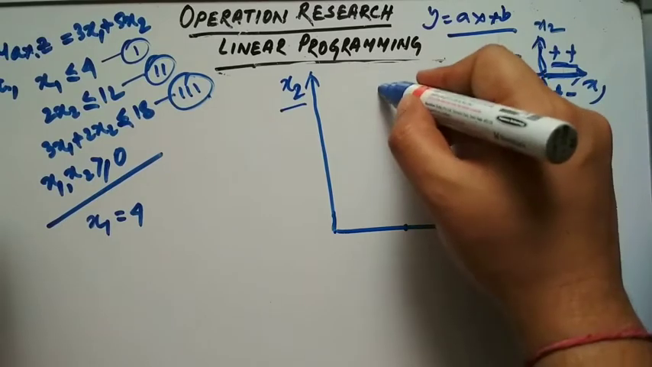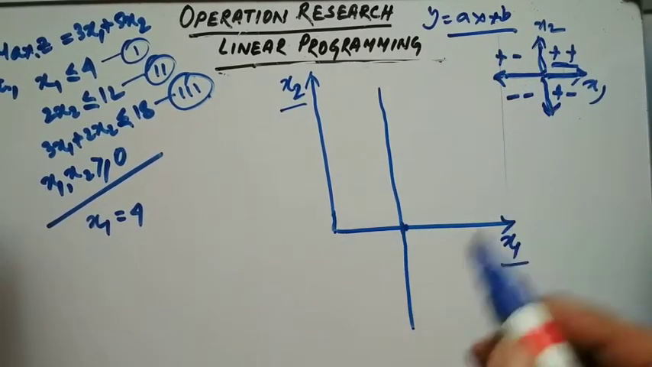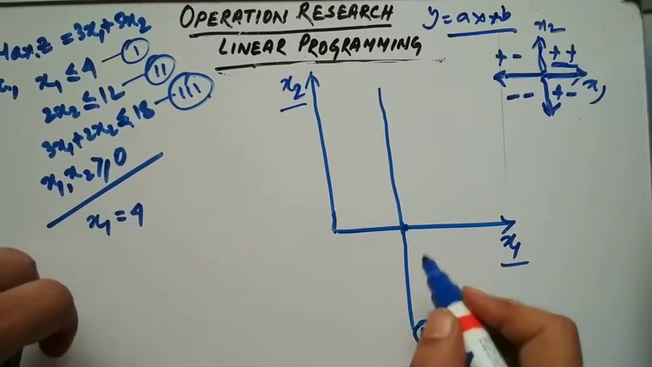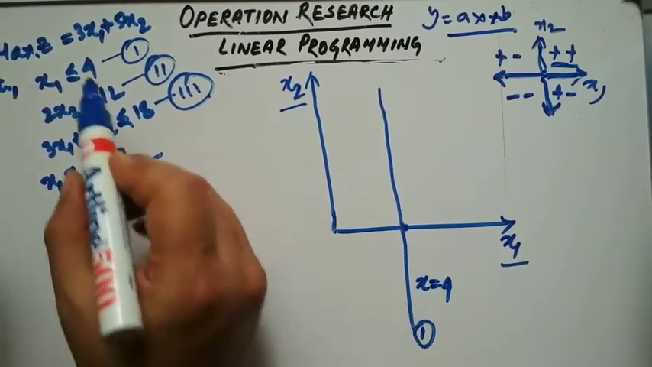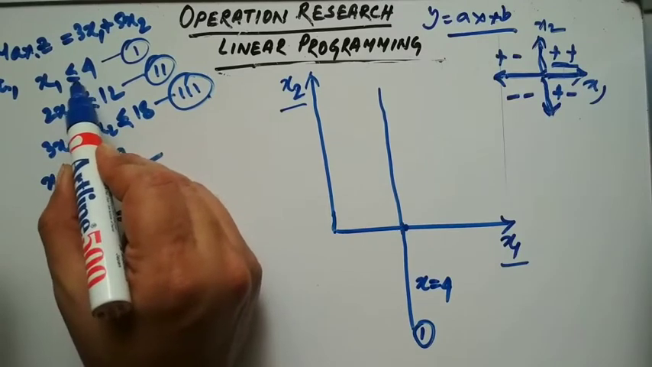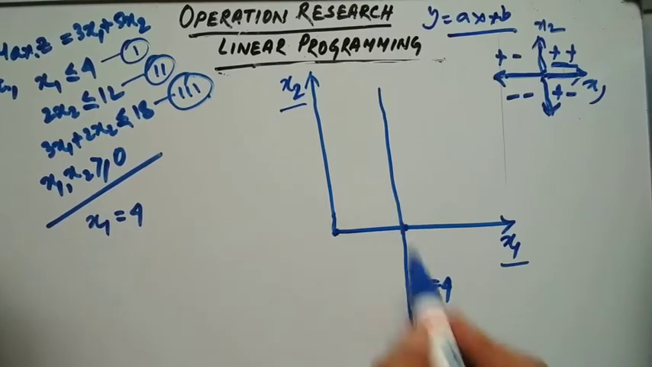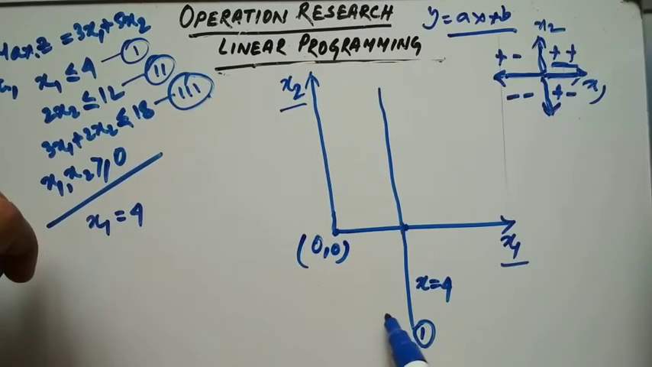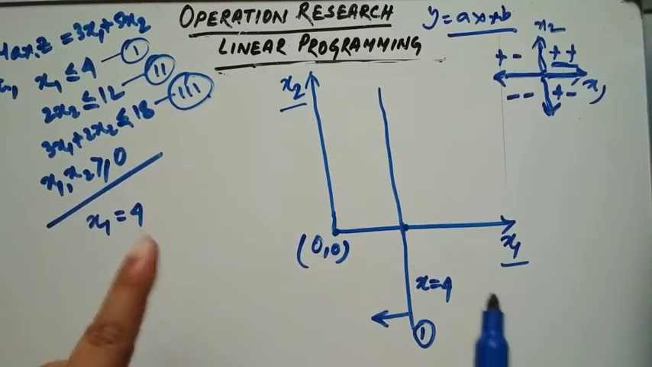Okay, so let us have this particular line. It can be termed as the first equation, and I can write it as x1 less than or equal to 4. Less than or equal to 4 can be depicted in this graph, say this is the origin 0,0. Less than means it is always directed towards the origin, that is the meaning of less than. Okay, so now it is clear to you.